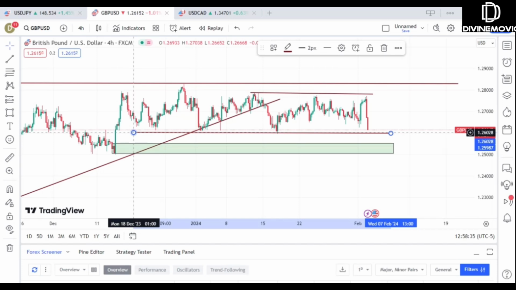Let me explain how liquidity works. Liquidity is simply what moves the market. For price to move, price needs to seek liquidity. And how it works is that when price seeks buy side liquidity, price tends to go for the sell side liquidity. And when price seeks sell side liquidity, price tends to go for the buy side liquidity.